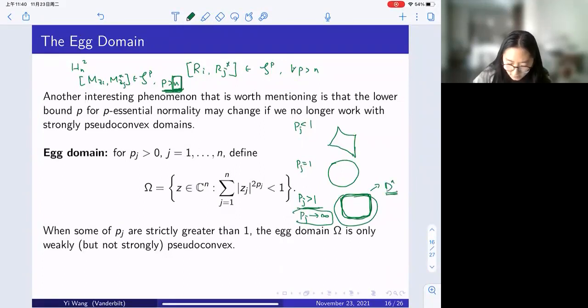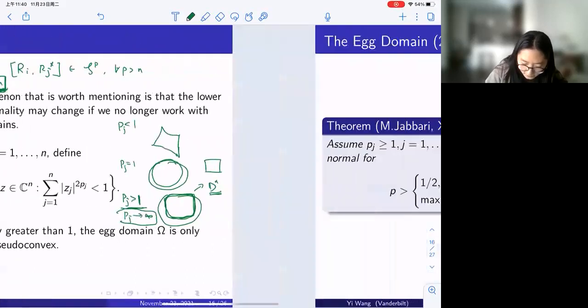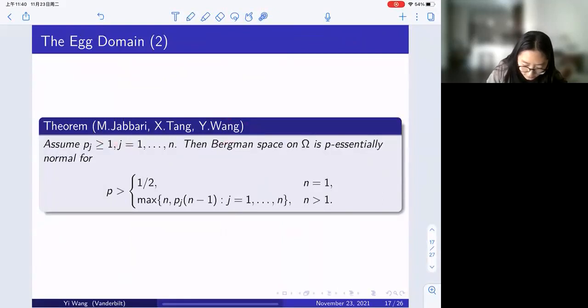And on the polydisc, there's a version of the essential normality. We know that the corresponding Hardy space or Drury-Arveson space does not have this property, so they don't commute modulo some compact operator. So the egg domain, with p between one and infinity, lies in between the disc and the polydisc. And by direct computation, you can see that for the egg domain you get some p-essential normality which is in between. You can see this lower bound of p grows as p_j grows, and tends to infinity as p_j tends to infinity. So that's an interesting phenomenon.